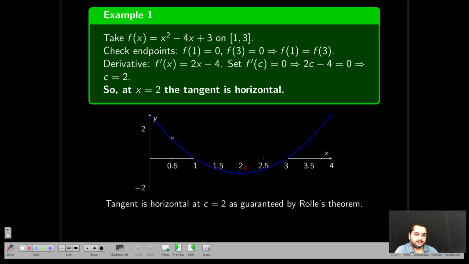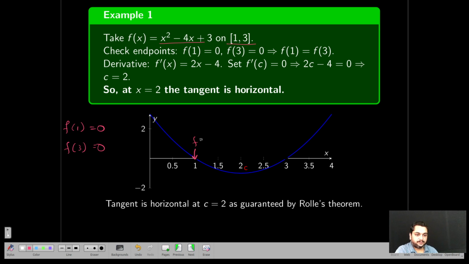So let us take an example. Let f of x equal to x square minus 4x plus 3 in a closed interval 1 comma 3. So what about f of 1? F of 1 will be equal to 0. So put 1 in this: 1 minus 4 plus 3 is 0. Then f of 3. F of 3 is equal to 0. If I put 3 here, 9 minus 12 plus 3 is 0. So these are the points.